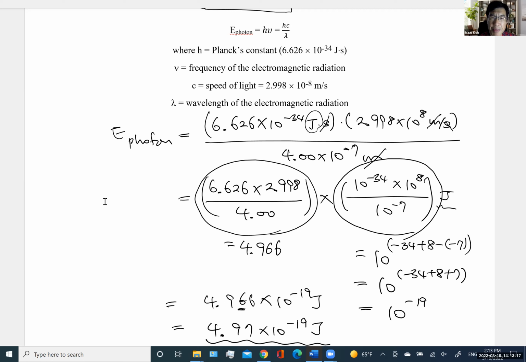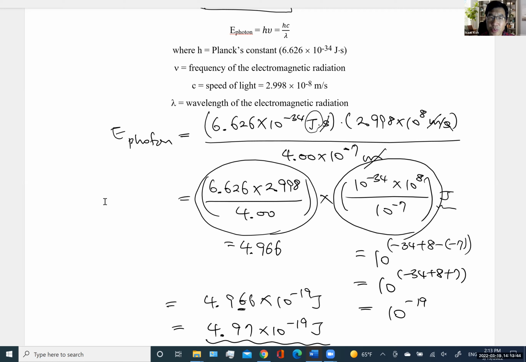And this one has many large numbers and small numbers. 10 to the negative 34 is an extremely small number. 10 to the 8 is a large number. 10 to the negative 7 is also a small number. So students are struggling. They may be able to set up this equation, but they struggle to calculate it because it is a combination of extremely small numbers and very large numbers. And how to deal with these numbers?